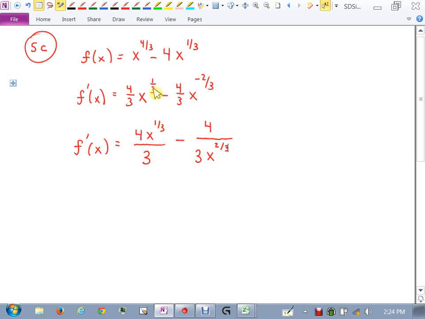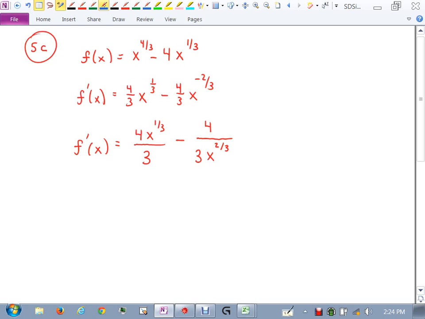So all I did here was just the 4 and the x to the 1/3 are on top, the 3 is on the bottom. Here the 4 is the only thing on top, the 3, and then the x to the negative 2/3 drop down, so it's like this. I'm doing this so that I can get a common denominator. Put these together. So what would my common denominator be?